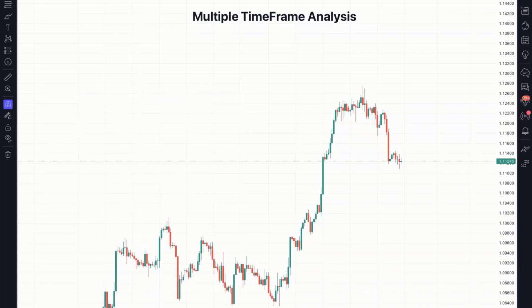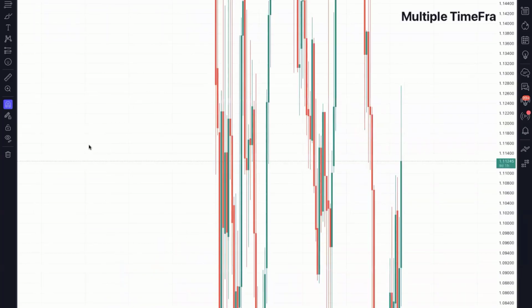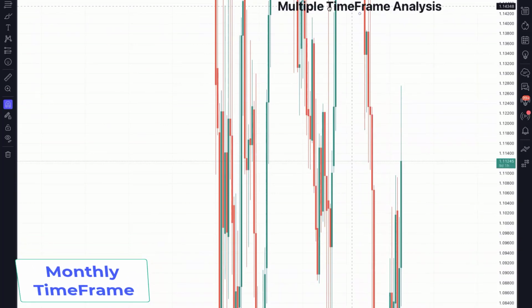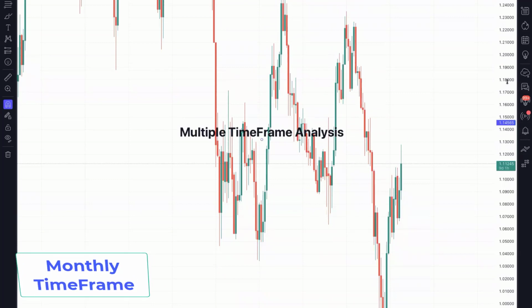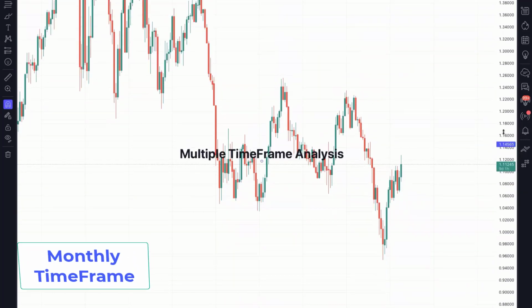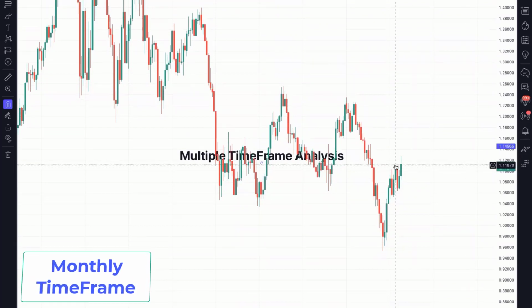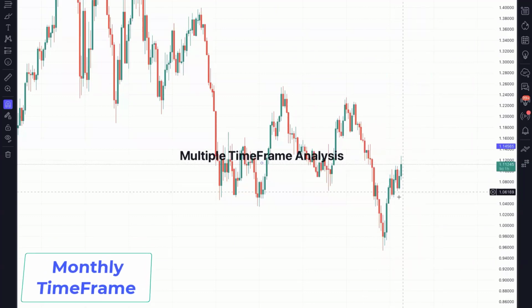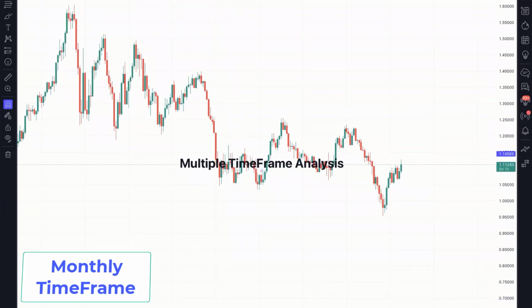So now that we want to analyze Euro USD, first I go to the monthly time frame. When I go to the monthly time frame, I come here. Now, why did I know that Euro USD was going to sell? Because Euro USD had gotten to a sell zone. Now, this sell zone is a resistance zone.